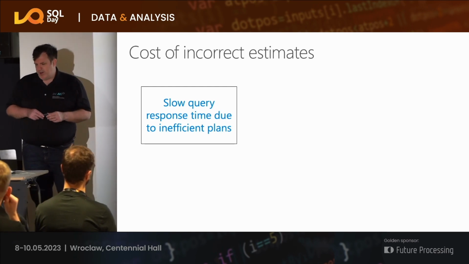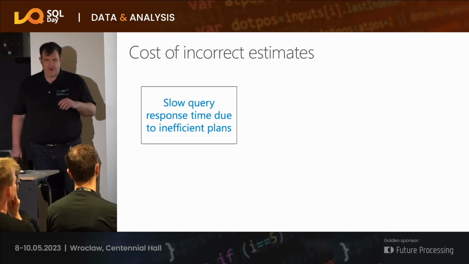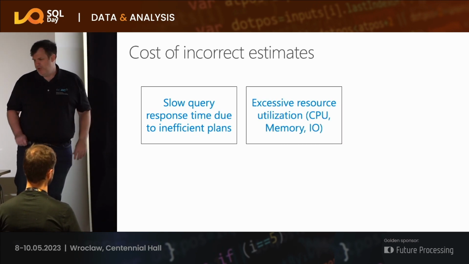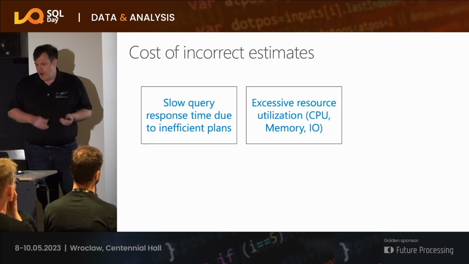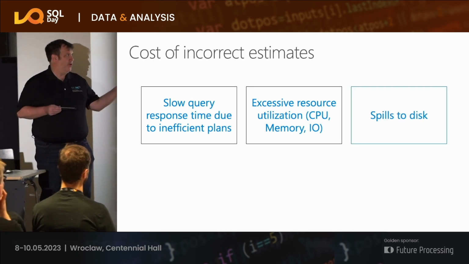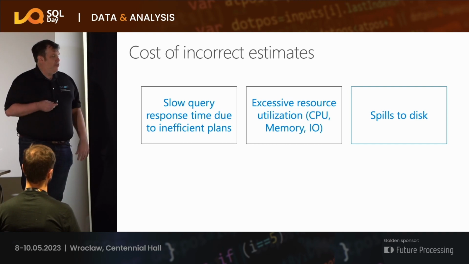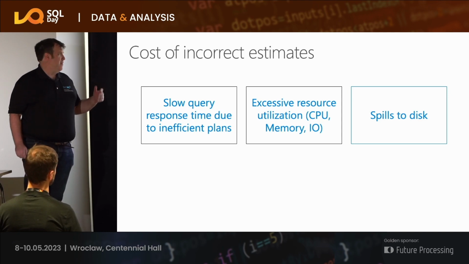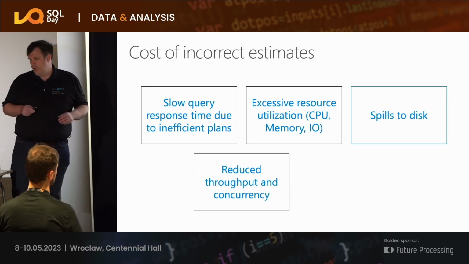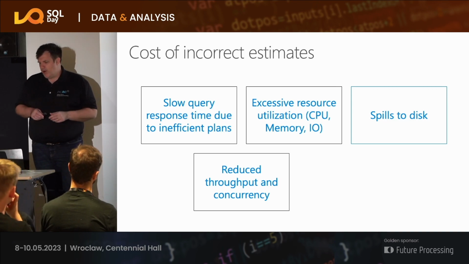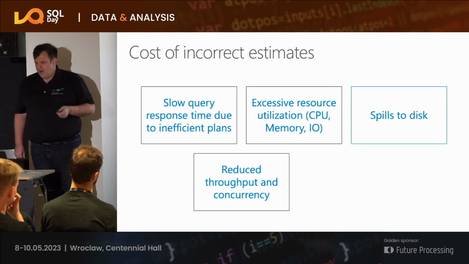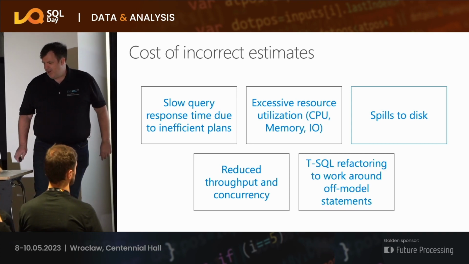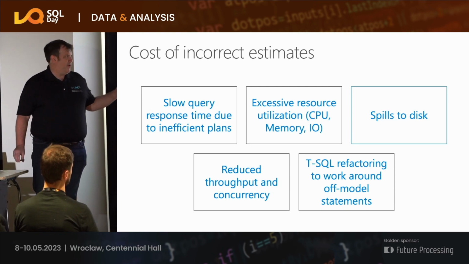So the cost of incorrect estimates: slow query response time due to inefficient plans, excessive resource utilization, CPU, memory, or I/O, and spills to disk when we don't have enough memory granted. It will spill to tempDB on disk, and disk is slow. Even if you have really fast disk, it's orders of magnitude slower than memory. Reduced throughput and concurrency. If you're giving way too big of memory grants, you're going to see some ugliness. And then T-SQL refactoring to work around off-model statements.